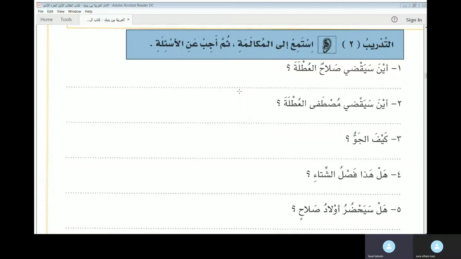Sa'azhabu al-ashira sabahan. I will go at 10 in the morning. Mata tazhabu anta? When will you go?